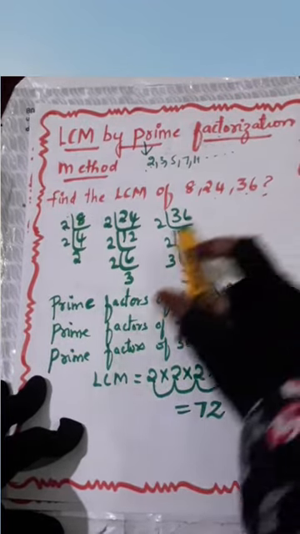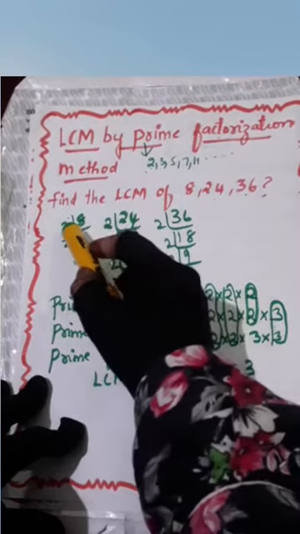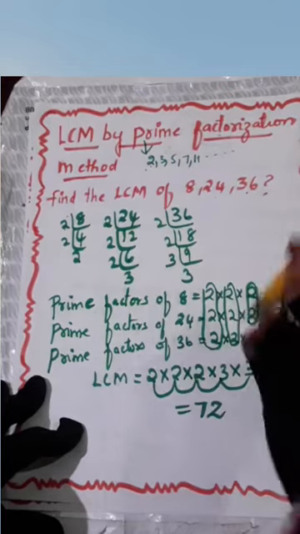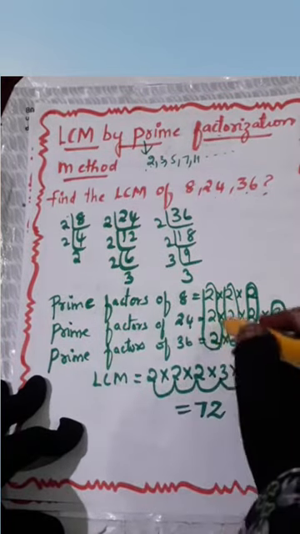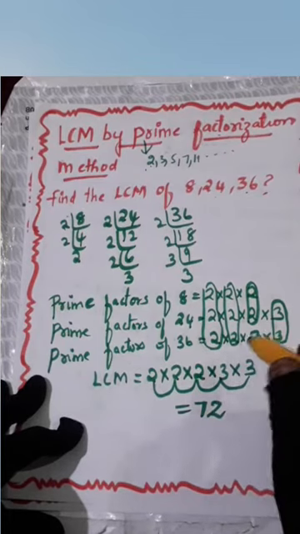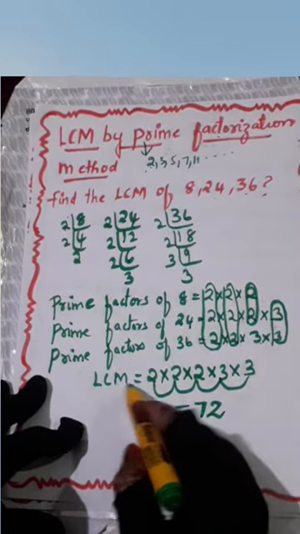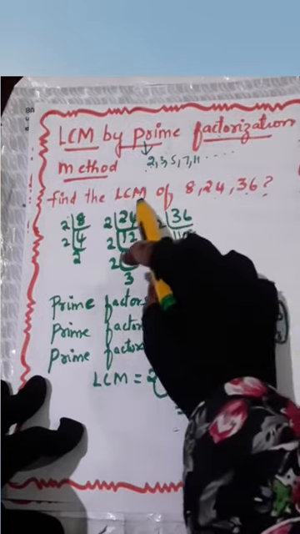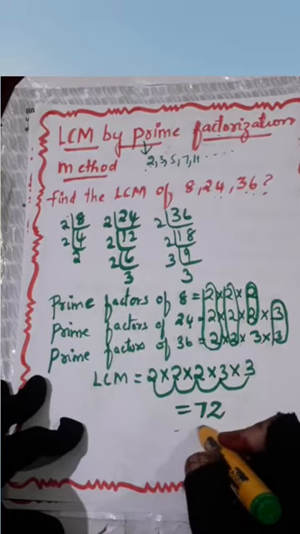So prime factorization means we have to do factorization by prime numbers. With 2, 3, 5 or 7 we can do it. After finding these prime factors, we take the common numbers and whatever is left at last we write. Then we multiply and we get the lowest common multiple. So the LCM of 8, 24, 36 is equal to 72.